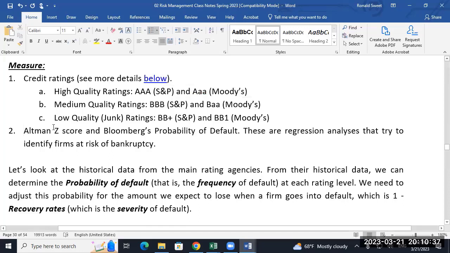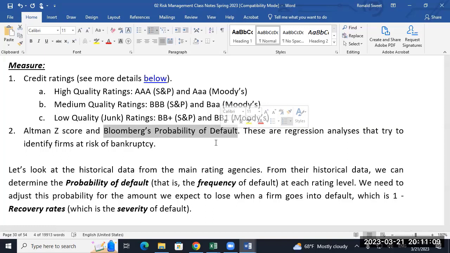There are other ways to do it. Altman Z-score is available. Bloomberg has Altman Z-scores. Bloomberg has their own that I like a lot better. It's called probability of default. The nice thing about Bloomberg's probability of default is you can get it for all entities. Altman Z, they don't apply it to banks and insurance companies, so you can't use it for those. But it's nice to have the Bloomberg rating because it applies to firms that aren't rated. And a lot of firms don't have credit ratings at all.